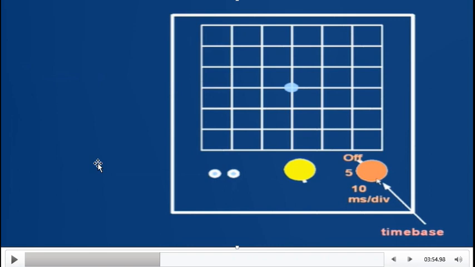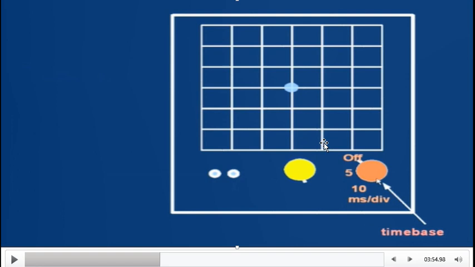Now just see here what happens. Now the Y gain is zero. Y gain is off, and the time base, meaning the X deflecting plates, is also off. Our spot comes at the zero. Why? It means that the electron gun is still in working condition. We are providing the supply to the filament, so the electrons are coming, passing through the anodes, and going to strike the fluorescent screen, and we are getting the spot over here.